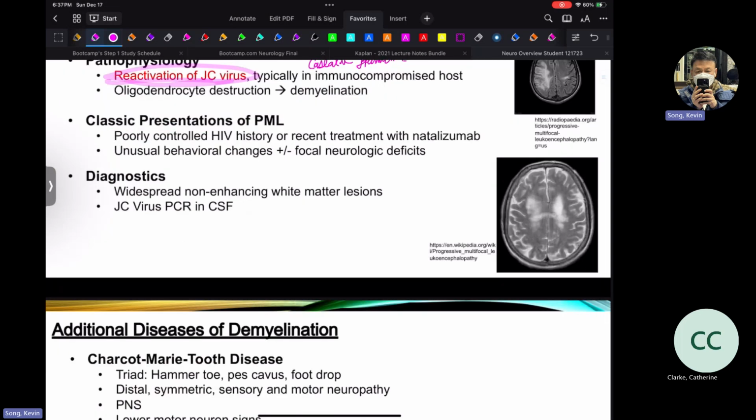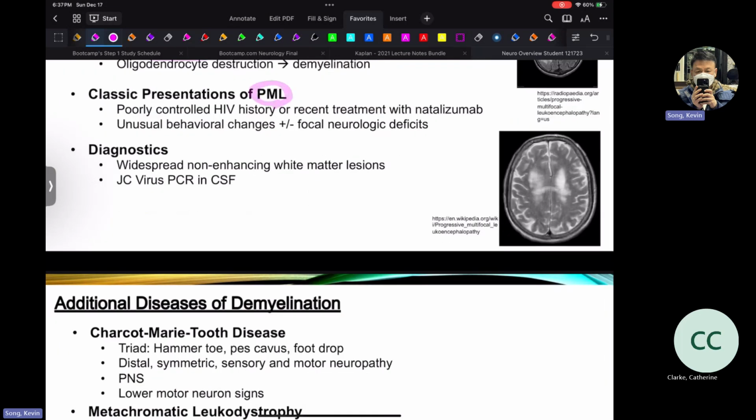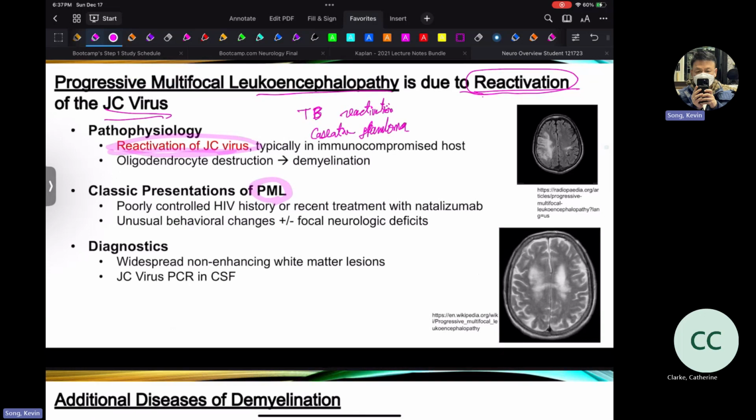Okay, so PML. Actually, I personally saw one of these PML patients, which was very, very rare. When I did my neuro rotation in Chicago, I saw this.